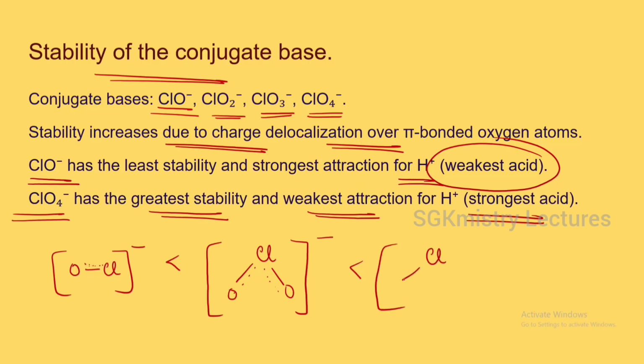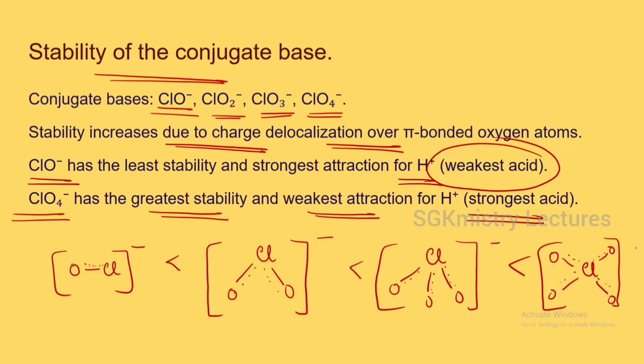In the case where there are three oxygen atoms, again the delocalization takes place in this way. Okay, so it is again a minus charge. Now if there are four oxygen atoms, there is delocalization throughout. So this is how it takes place, and this is how the stability increases. In this case, this is the most stable because of greater delocalization, and here it is the least stable.